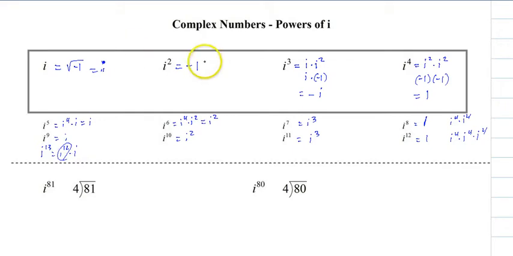You get i, negative 1, negative i, 1. And that's all you have to remember then. We know that i to the fourth is 1. So you just have to remember that i is i, i squared is negative 1, and i cubed is negative i. And if you forget it, what's i times negative 1? Negative i. That's it.